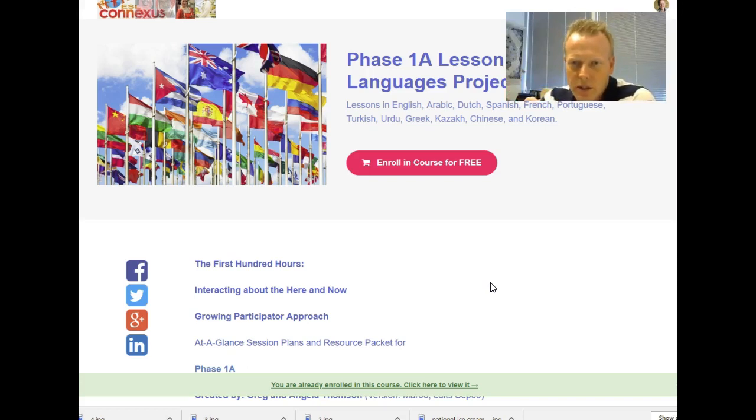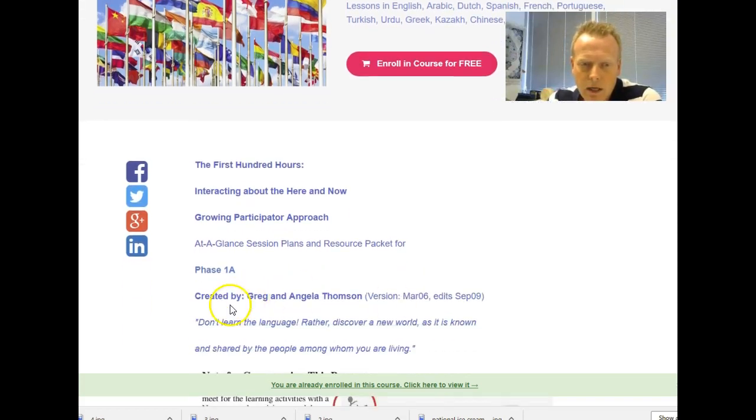I actually used the growing participator approach. You can see down here it's called the growing participator approach. The lesson plans and the technique were not created by me. I have to give credit to Greg and Angela Thompson. Greg has a doctorate in linguistics and is a fantastic person. I've met him and gone through his teacher training. He has given me permission to put these lessons online as long as they are not sold for commercial purposes.